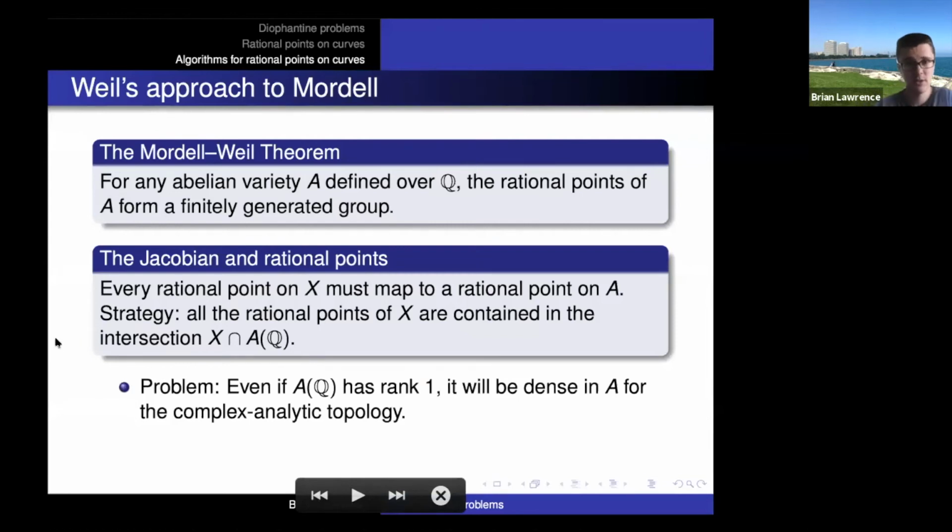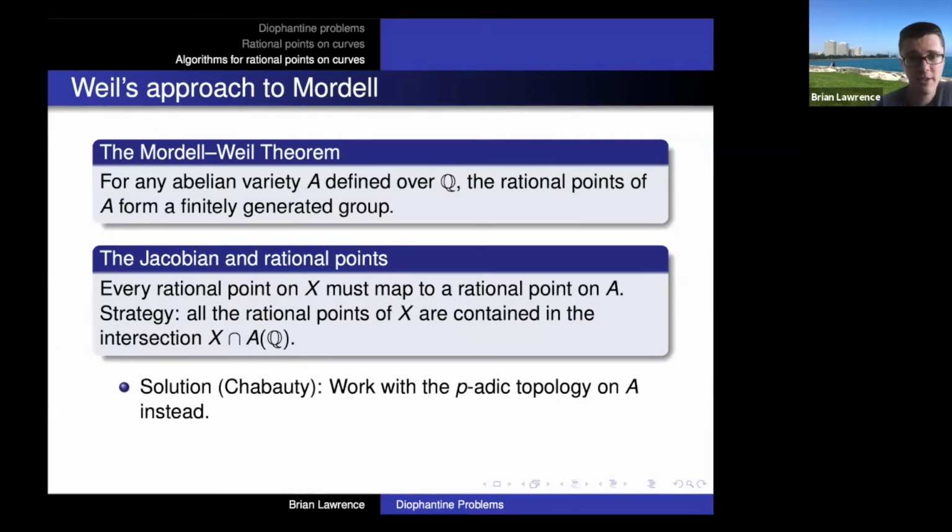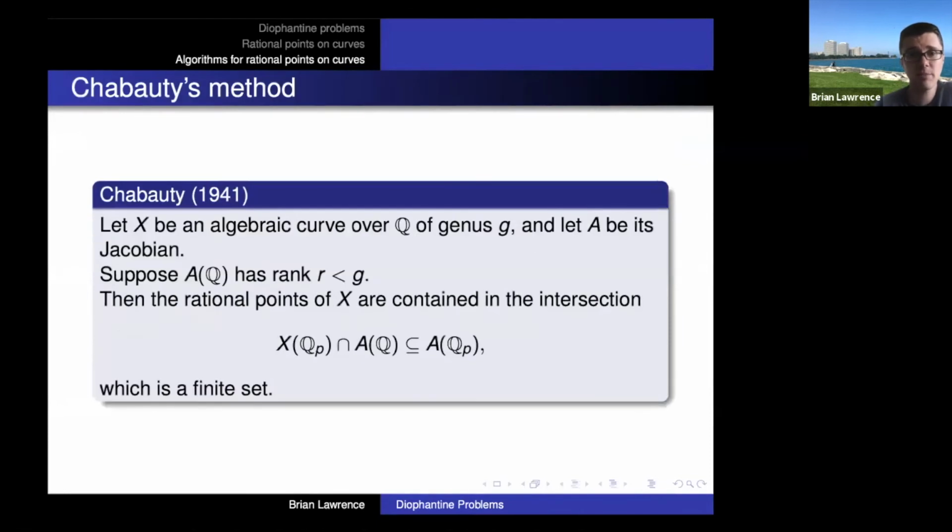Okay. So this approach doesn't work complex analytically. It does work in the p-adic topology. So this is a theorem of Chabauty in 1941. If you have an algebraic curve of genus G, and sorry, I haven't defined A(Q) as just notation for the group of rational points of A. If this group has rank R less than G, then you intersect the curve inside this p-adic variety with the group of rational points, and you get a finite set.